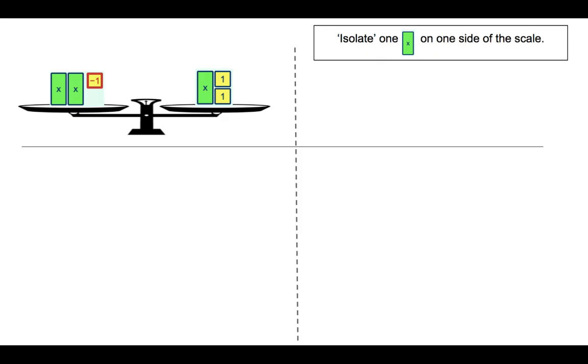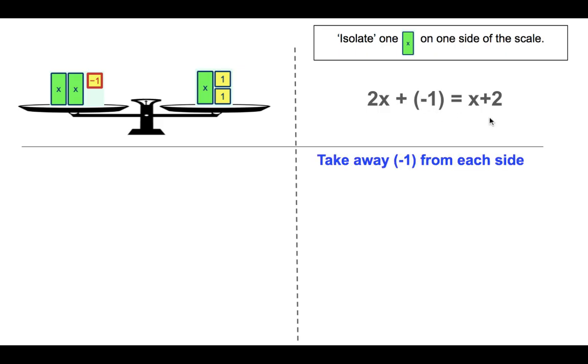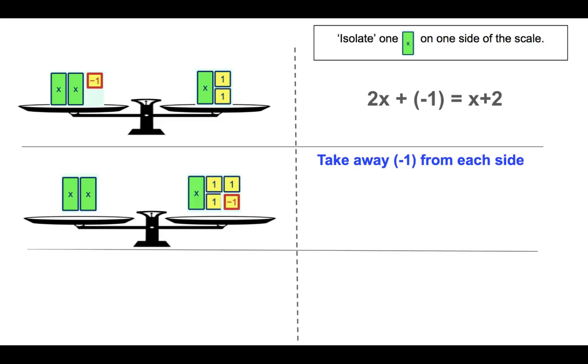Now this one has an integer. So this time we have 2 x's on the left side and a negative 1, and an x and 2 positive 1's on the right side. So we can write it as 2x plus negative 1 equals x plus 2. So what I want to do is remove a negative 1 from each side. Remember, removing a negative 1 is like adding 1 to each side. The problem is that I don't have a negative 1 to remove from the right side.